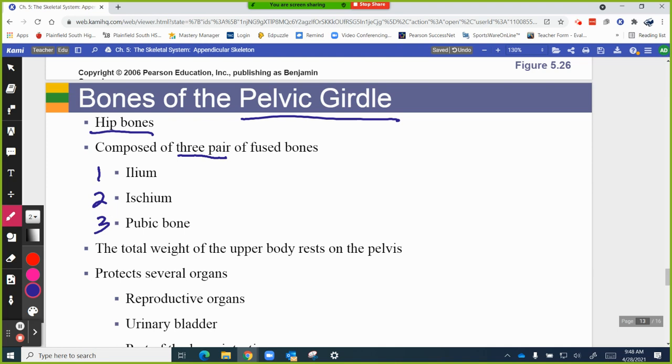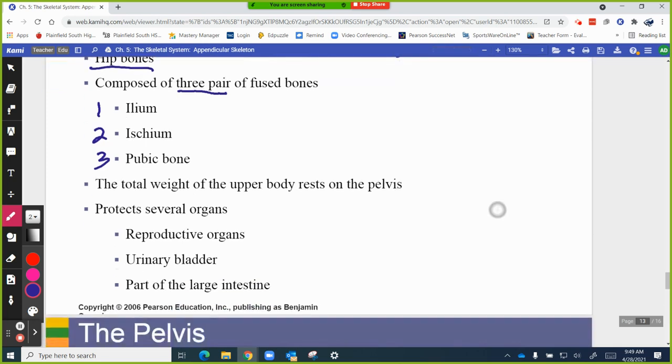We'll take a look at them here in just a second in the PowerPoint. The ilium is this section up here at the top that makes this broad wing. The ischium are the bones that you actually are sitting on currently. And then the pubic bone is this section that joins here in the front.